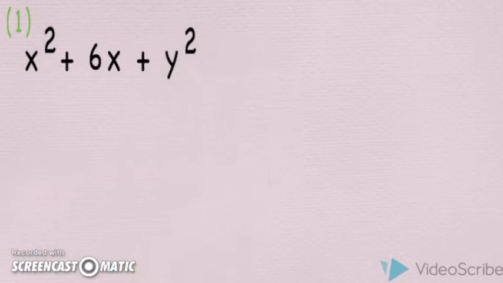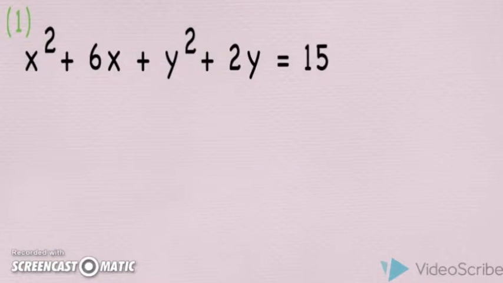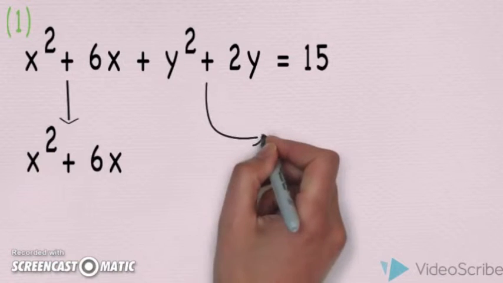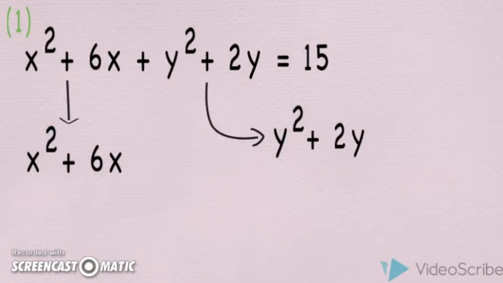So let's look at an example. This equation is not already in the standard form. To get it into the standard form, we want to look at the x components and y components separately. This way, we can complete the square for each individually.